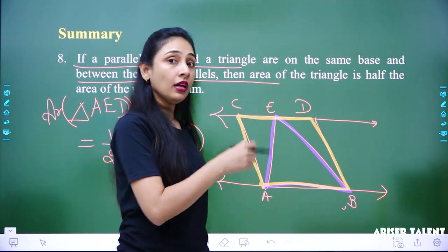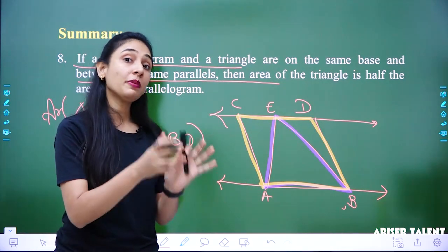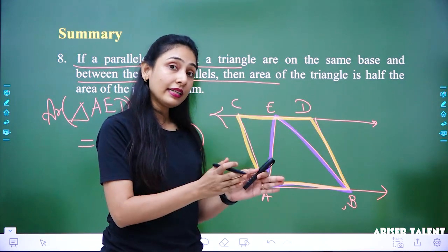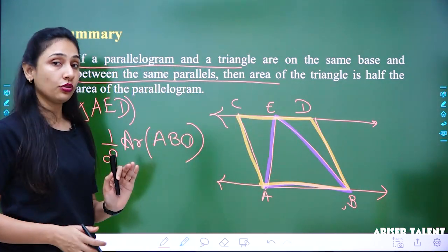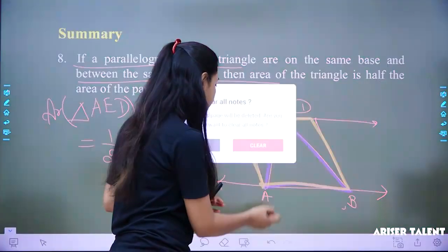Again, if you have the parallelogram and the triangle not on the same base but having equal bases and between the same parallels, that time this is also going to be true. The area of the triangle will be half the area of the parallelogram.